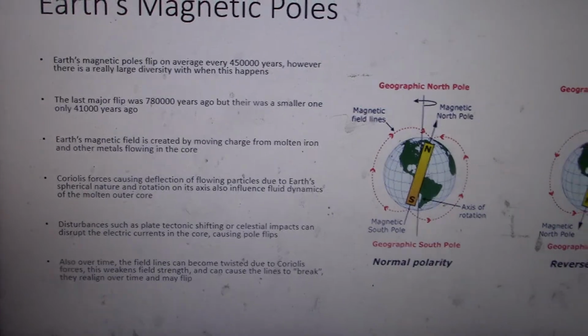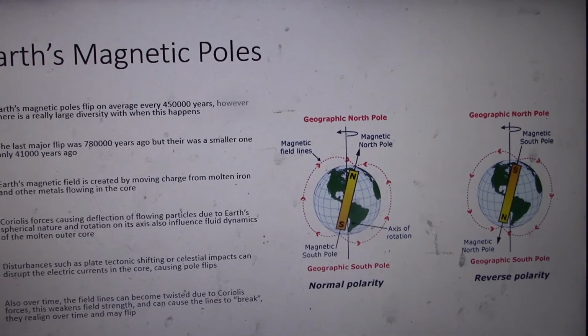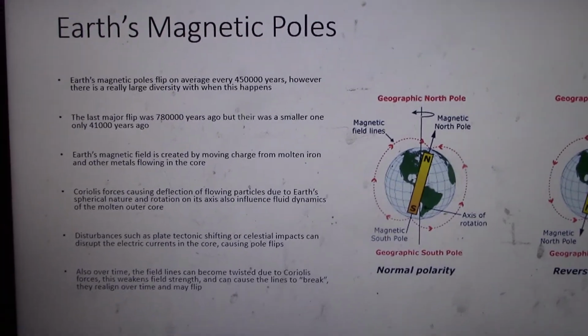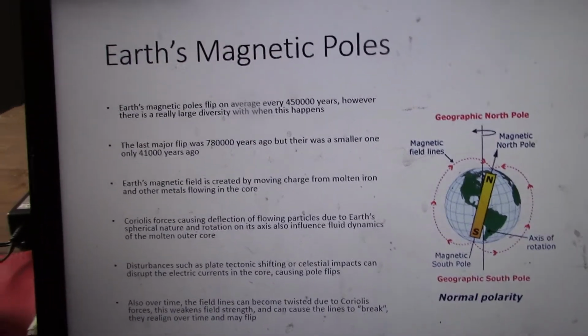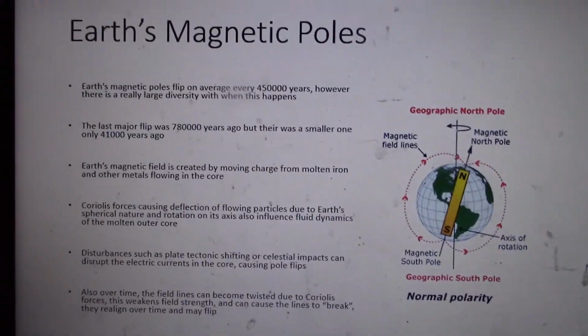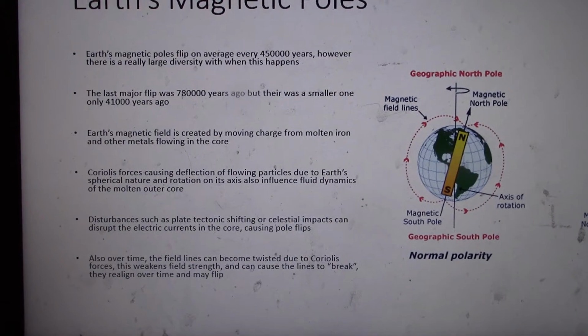So when the poles flip, when geographical south becomes magnetic south, all of our telecommunication systems might be messed up because of that. So that's really important when you think about how the internet functions, for example, right?